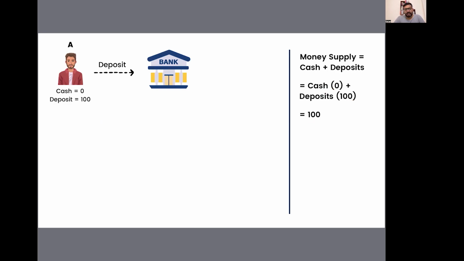But if the bank gives a loan of this 100 rupees to a person B, okay, so now you see the person B has cash of 100 rupees, person A has a deposit of 100 rupees, and therefore the money supply becomes 100 plus 100, that is 200. All right. So as soon as the bank creates credit and gives a loan to someone else, it increases the money supply in the economy.